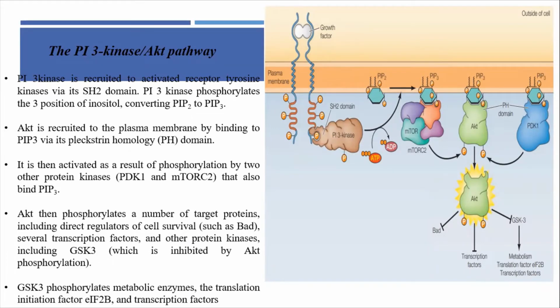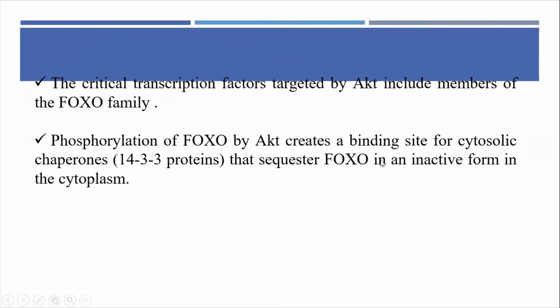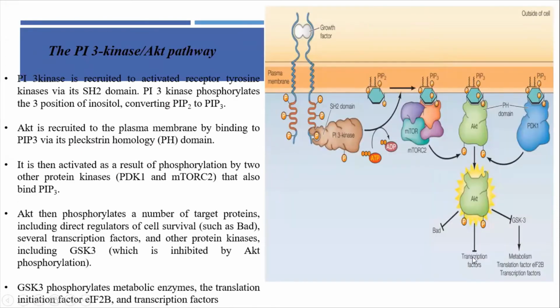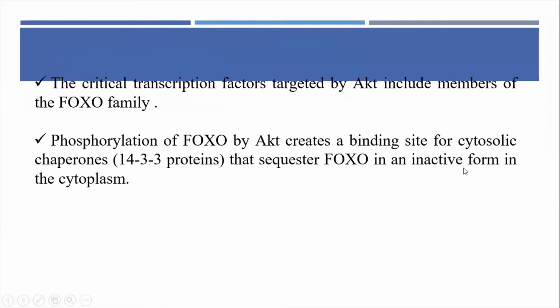Okay, there is an mTOR pathway itself, separately. There you will see that this PI3 kinase or AKT pathway is also merging with the mTOR. Okay. Now the critical transcription factors. So here we were talking about transcription factors. One example is the FOXO family. The phosphorylation of FOXO by AKT creates a binding site for cytosolic chaperones like 14-3-3 proteins, which will sequester FOXO in an inactive form in the cytoplasm.